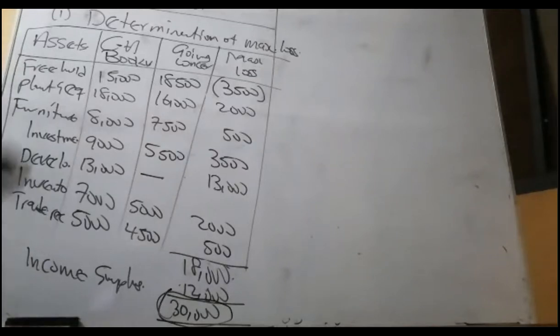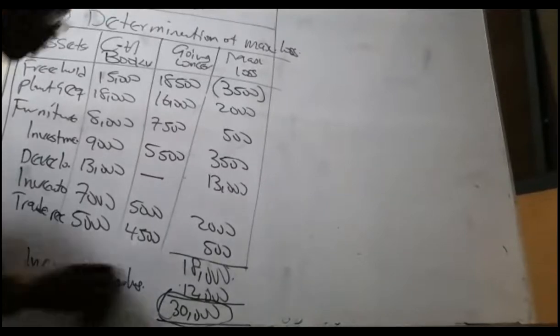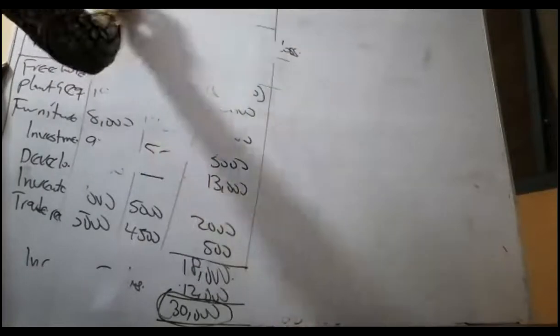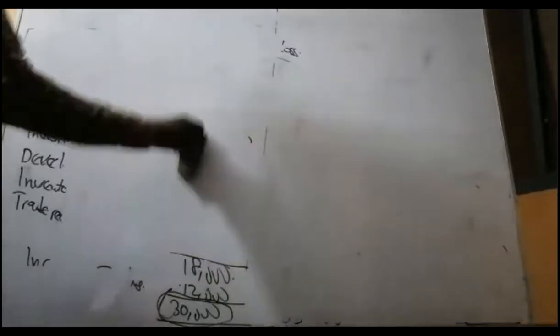I like writing at this side, so I'm going to dash the board. So the next stage is to share this maximum loss. So let's go and share. We are still at the B part. Let's go and share the maximum loss to the key stakeholders.